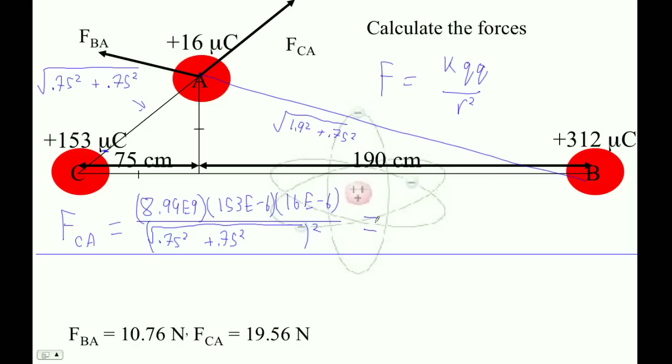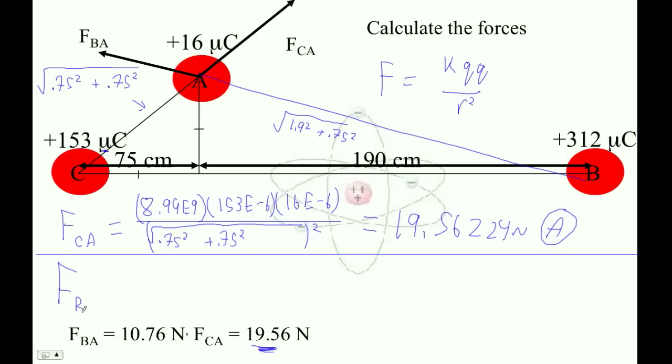Okay, 8.99E9 times 153E minus 6 times 16E minus 6 divided by, and then I'm just simply going to go left parenthesis. I'm not going to bother with square rooting and then squaring, right? I'm just going left parenthesis 0.75 squared plus 0.75 squared. Okay. And I get 19.56 newtons, which is what I should get, right? I get 19.56224 newtons. I'm storing that in my memory location A, just for fun, right?